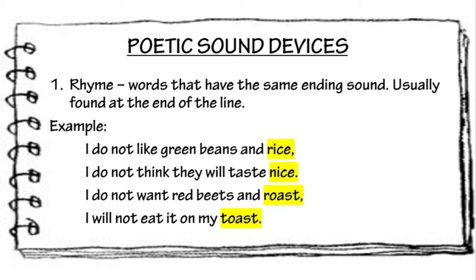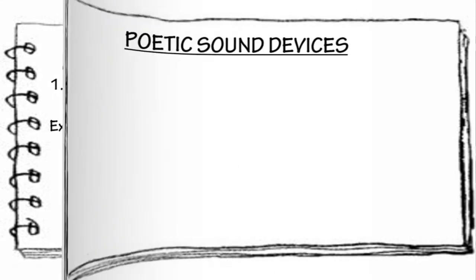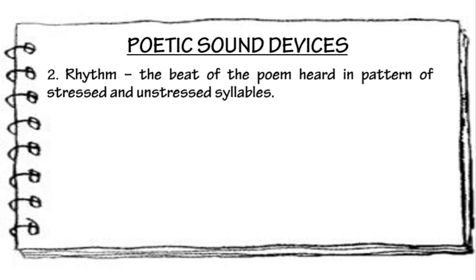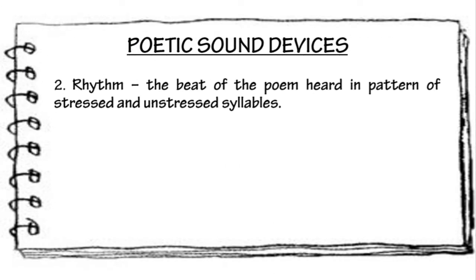So as you can see in the example, the words rice, nice, roast, and toast are the words that have the same ending sound. Next, we have rhythm. Rhythm is the beat of the poem heard in the pattern of stressed and unstressed syllables.